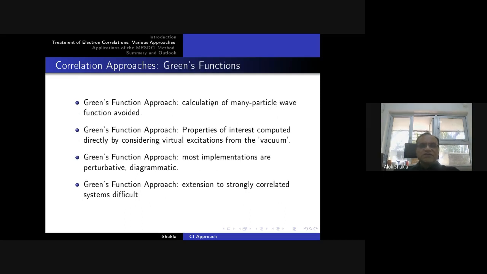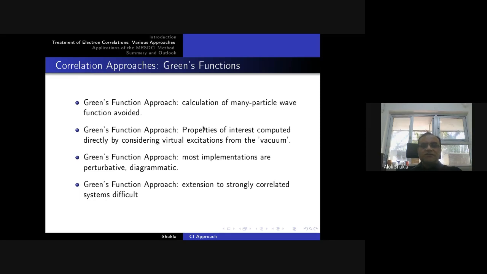Then we also have the Green's function approach, which is very elegant. Here you just go for the things you want to calculate, and you need not get into the nitty-gritty of calculating the many-particle wave function. So we define a vacuum, and with respect to that we have virtual excitations. We have something similar, by the way, in the configuration interaction method also.